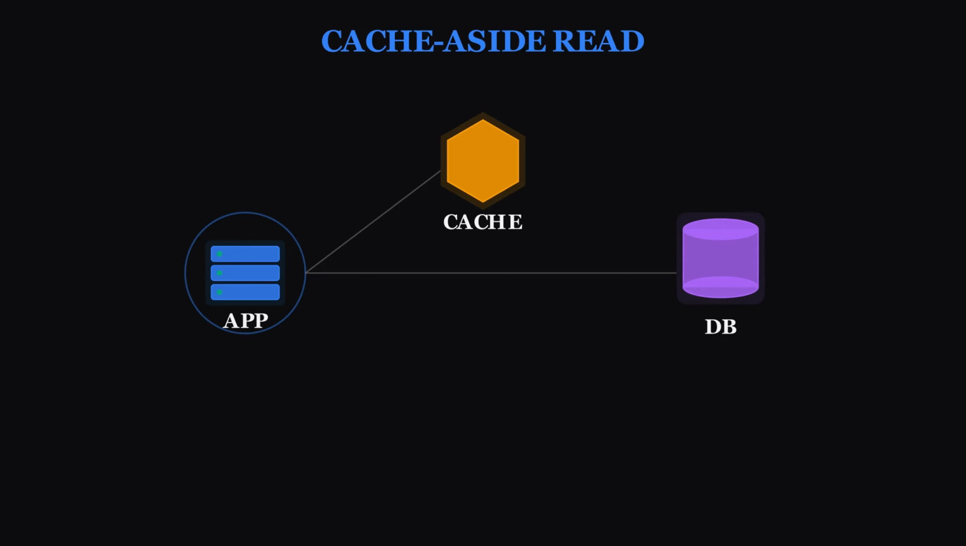Cache aside. The application is the orchestrator. The cache is a passive store sitting next to it. Happy path first. The application asks the cache for a key. The cache has it. The application gets the value back. 2 arrows. Done. Now the miss path.